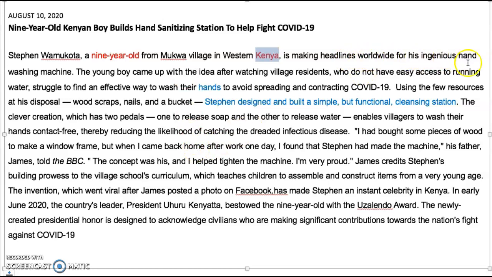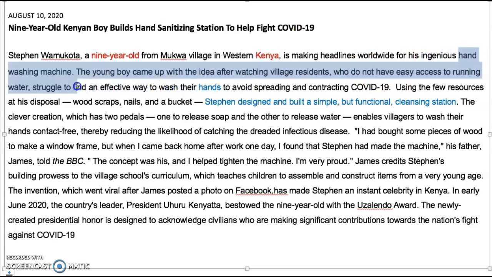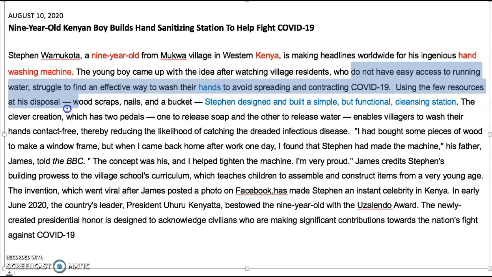He's making headlines worldwide for his ingenious hand washing machine. All right, so that's what we're calling this thing, a hand washing machine. We probably want to use that same word in our summary. The young boy came up with the idea after watching village residents who do not have easy access to running water. Okay, that seems really important because that is key to why he's doing it. So I'm going to highlight that whole thing as a keyword. They do not have easy access to running water, and they struggle to find an effective way to wash their hands to avoid spreading and contracting COVID-19.